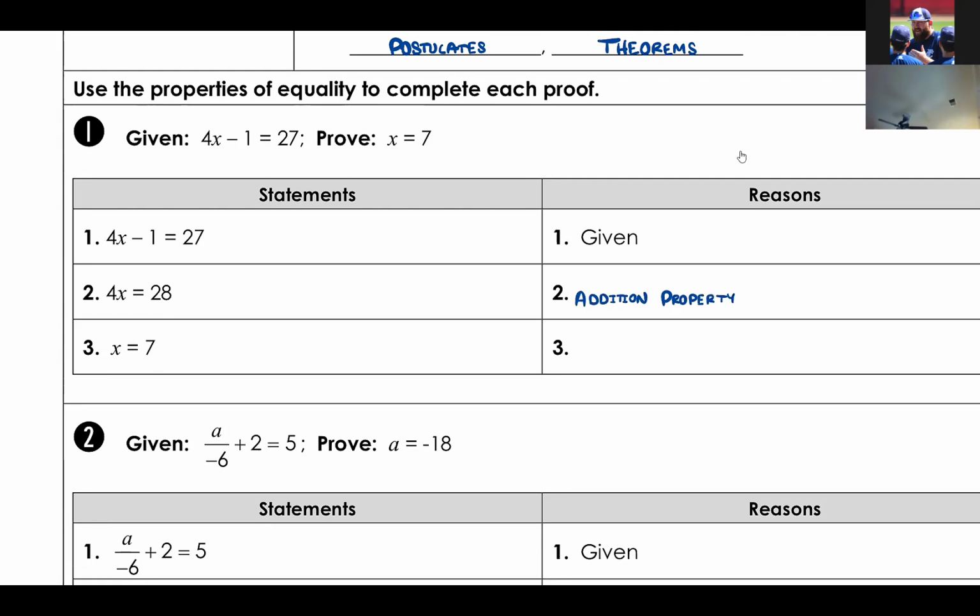So now that we've gone step 1 to step 2, our final statement should always match our proof statement. So what goes in the last box, whatever our final statement is, should always match what they want us to prove. What is it? They divided 4 into both sides, so the division property. And just like that, y'all did your first proof.